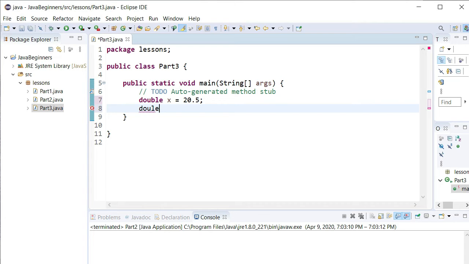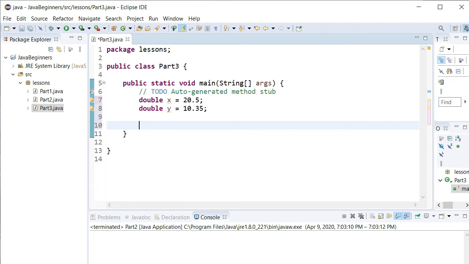Double y equals 10.35. So we can do four arithmetic operations using these two variables.